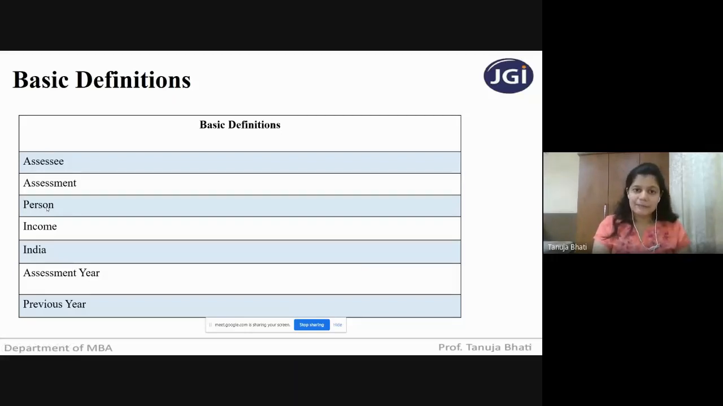Next, company. What is a company? A company is either an Indian company, which means a domestic company, or a foreign company. What is a foreign company? A company which is not a domestic company. Even a company is liable to pay tax, even a company is an SSC under income tax, and even a company is liable for assessment.